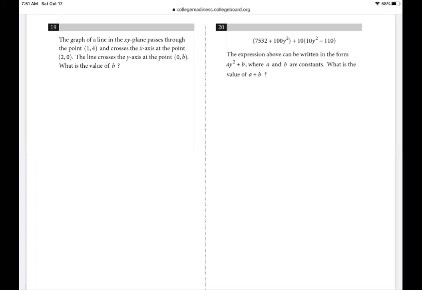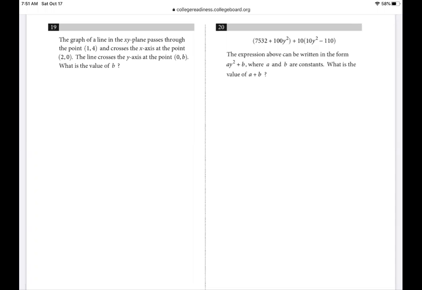Welcome to SAT Math Practice, one page at a time with hints and tricks. This is Practice Test 7, Section 3, No Calculator. So please pause this now and try these two problems if you would like to do so without hearing hints.